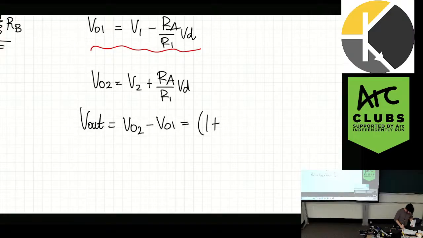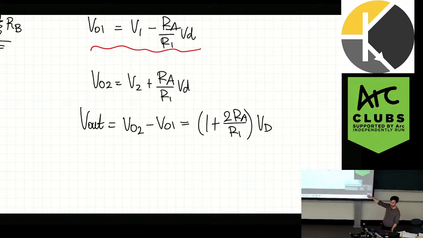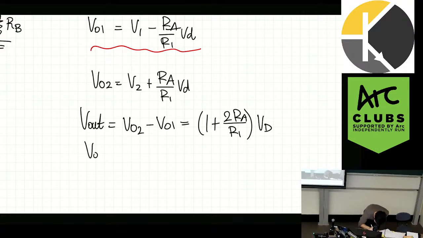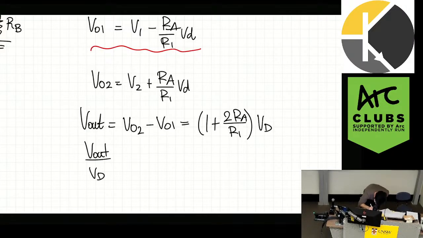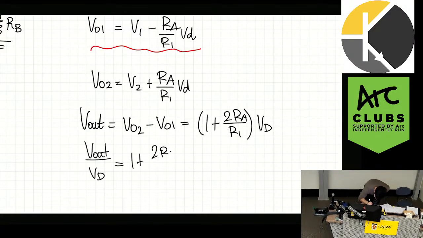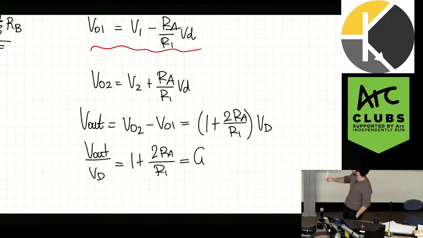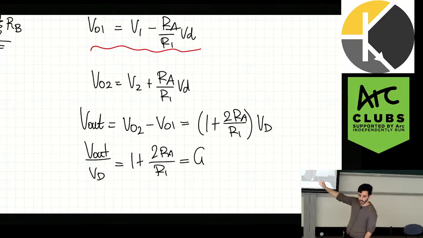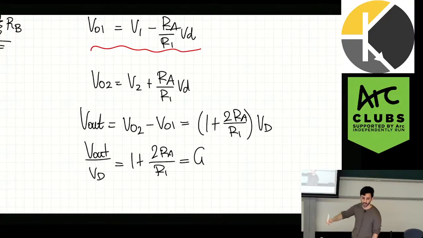It's probably obvious, I'm just slow. You get 1 plus 2RA on R1 multiplied by VD. Yeah. Now we were told what the gain was. So the gain is Vout over VD equals 1 plus 2RA on R1. And this is the gain. And so we know what RA is. We know what the gain is. So you can just rearrange for R1.